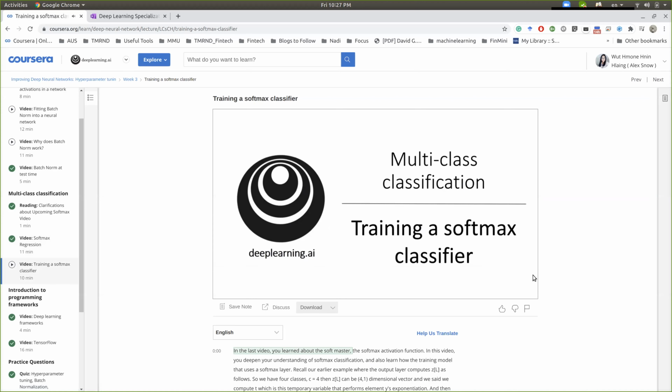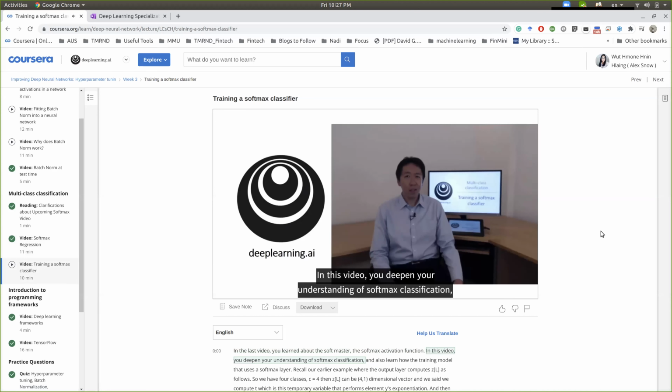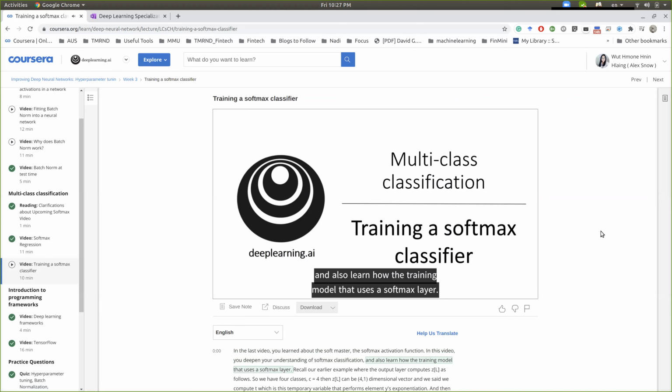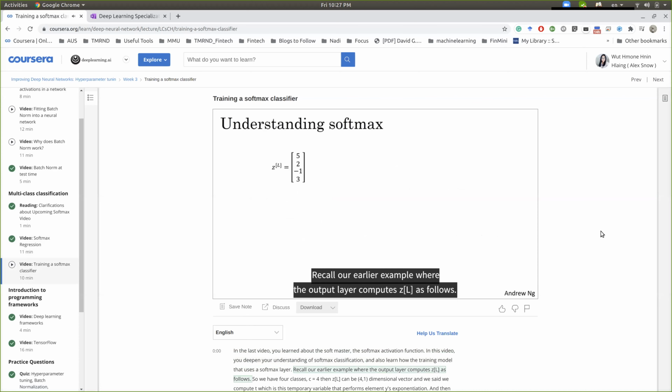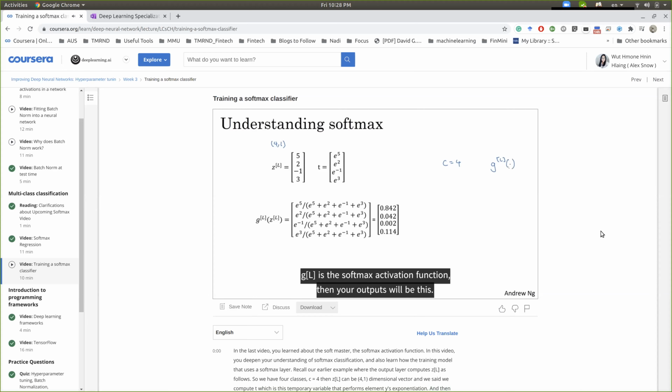Okay. In the last video, you learned about the softmax layer, the softmax activation function. In this video, you deepen your understanding of softmax classification and also learn how to train a model that uses a softmax layer. Recall our earlier example where the output layer computes Z^[L] as follows. We have four classes, C equals 4, so Z^[L] is going to be a 4 by 1 dimensional vector. We compute t, a temporary variable that performs element-wise exponentiation. Then finally, if the activation function for the output layer, g^[L], is softmax, then the output will be this. It's basically taking that temporary variable t and normalizing it to sum to one. So this then becomes a^[L].